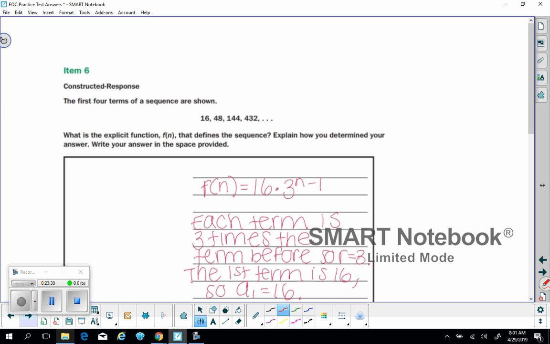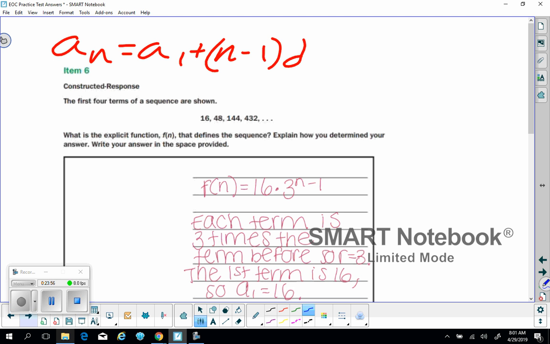Okay, there's one under arithmetic and one under geometric. The explicit formula for one of them is a sub n equals a1 plus n minus 1 times d. The other one is a sub n equals a1 times r to the n minus 1. I got both of those from your formula sheet. All I did was look for the word explicit.